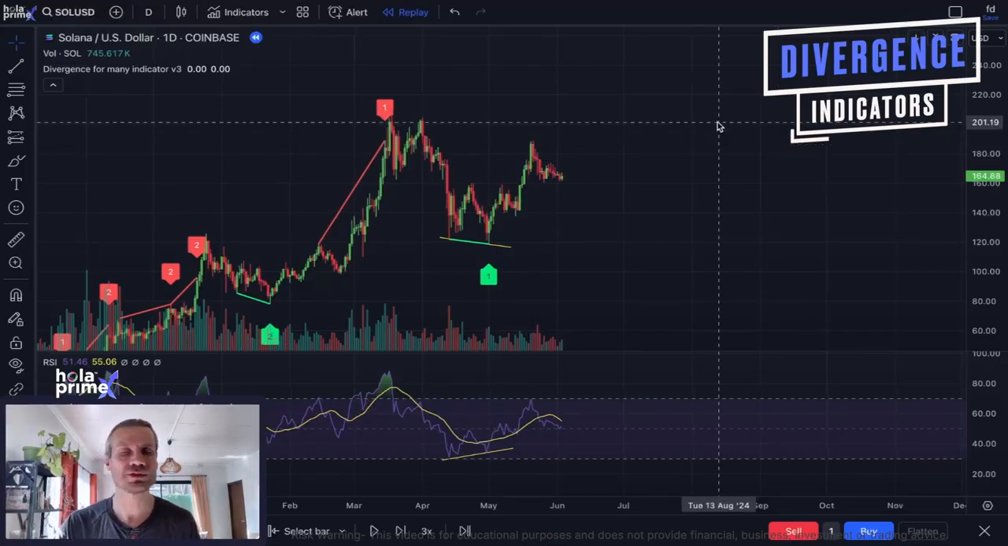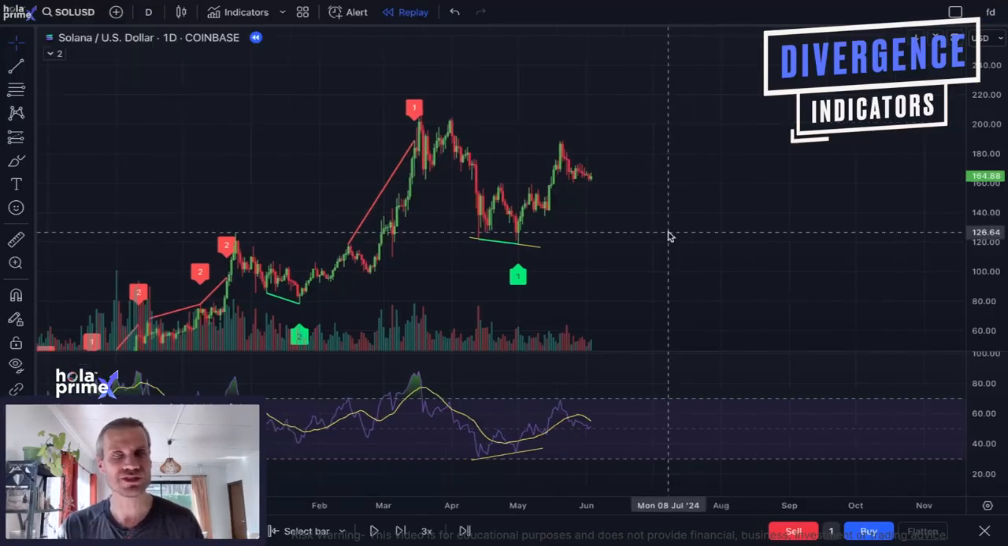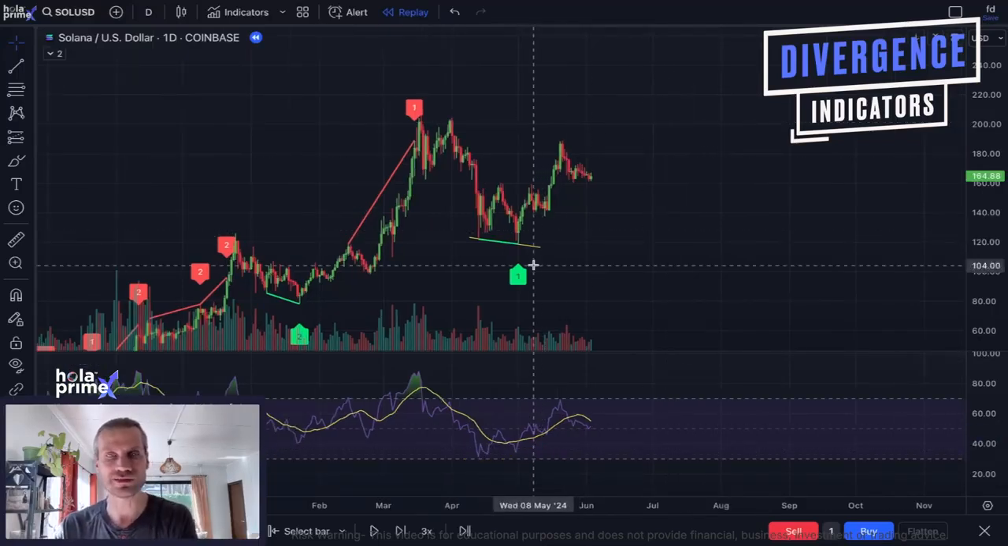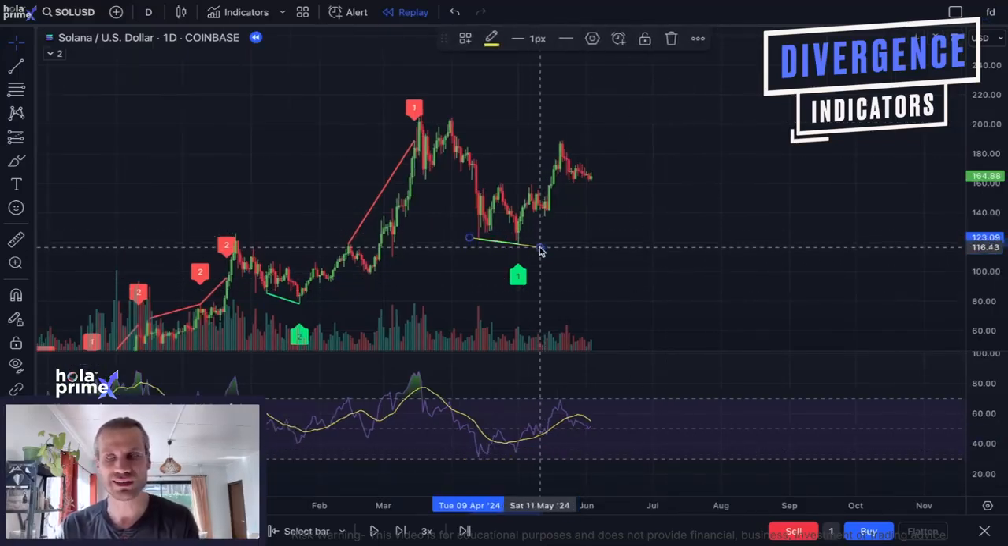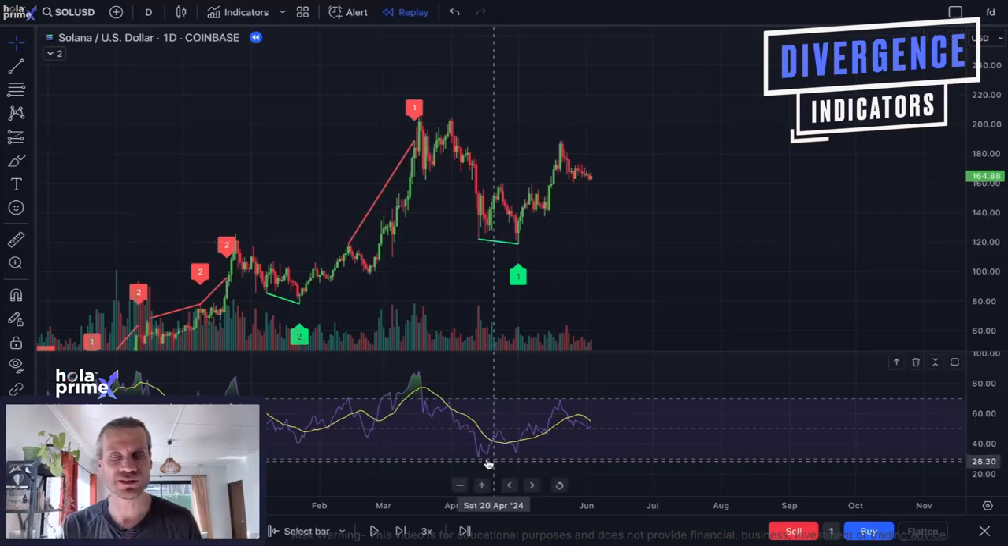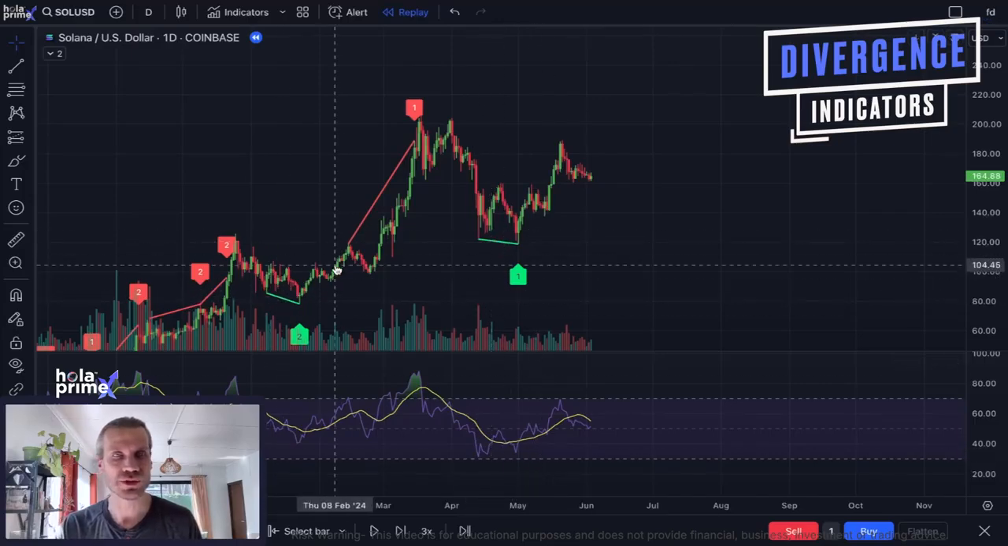But it's also important to stress that learning to spot divergence yourself is highly recommended before you start incorporating indicators such as this into your strategy. But as you can see, if I just remove my lines, this is Sol again, it has correctly identified the divergence we noticed earlier, as well as a few more.